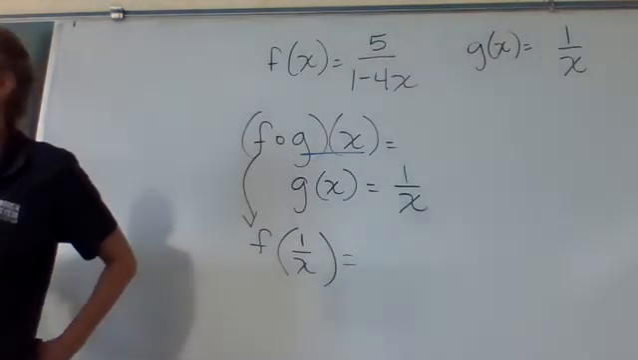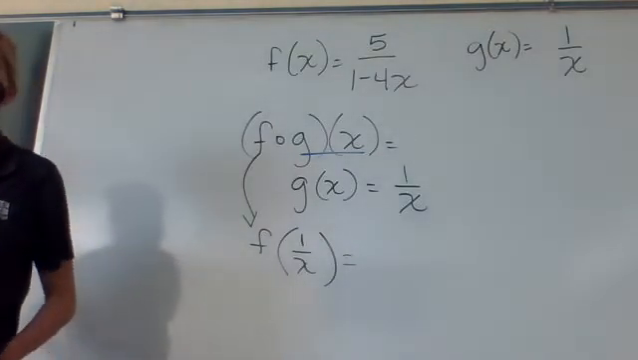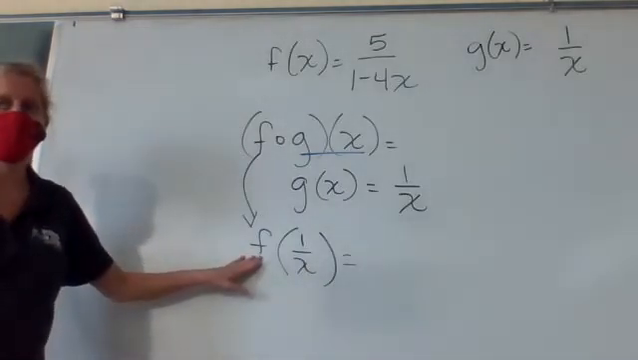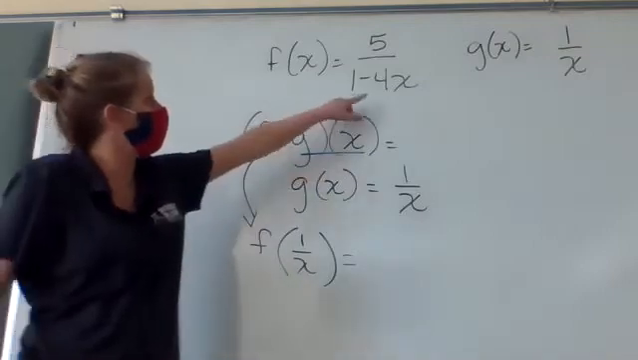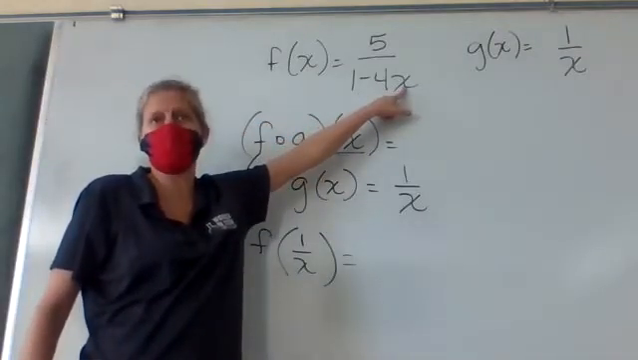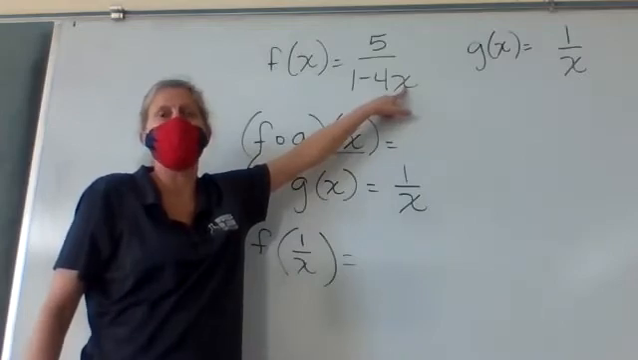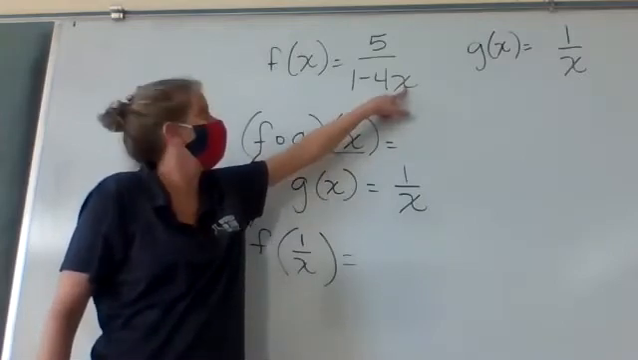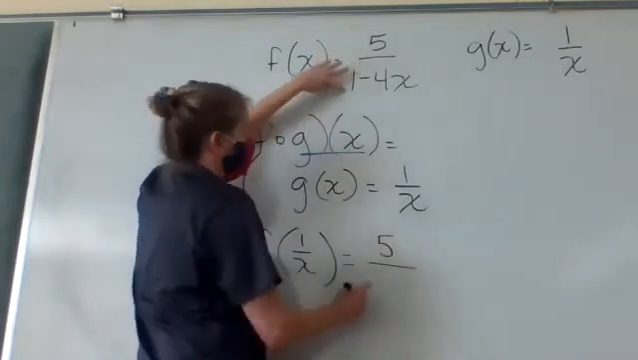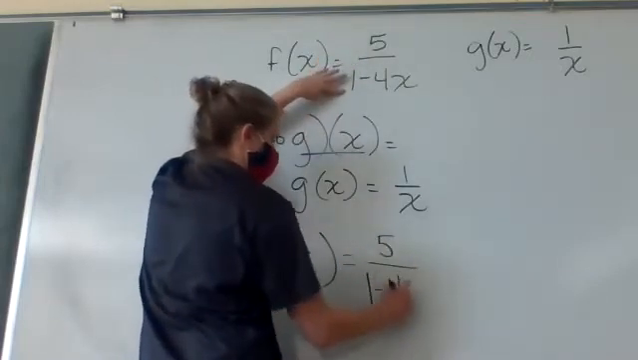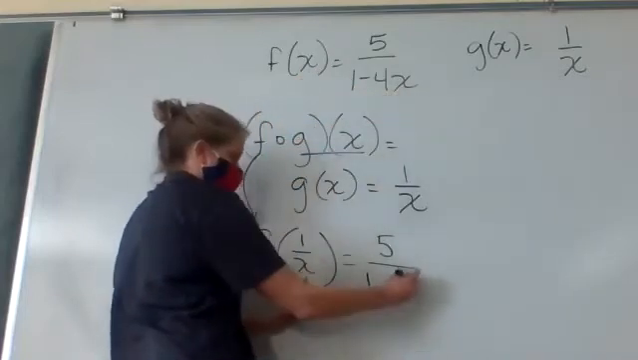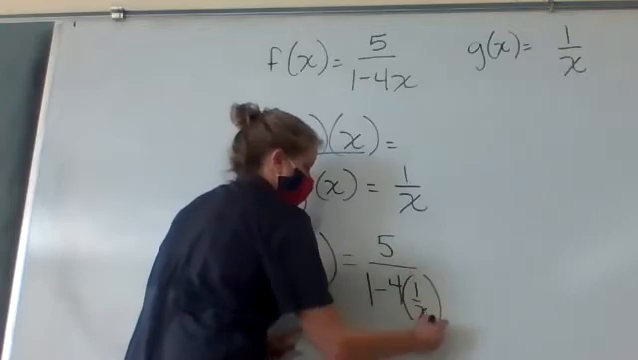Just follow the pattern. What does the pattern say to do? It says to go to my f function, and wherever I see an x, I'm going to put a 1 over x in its spot. And then it gets a little complicated. So let's see, I've got 5 over 1 minus 4. Instead of x, what do I replace it with? 1 over x.